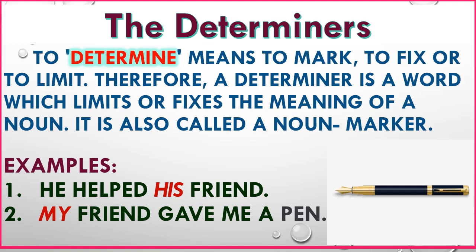Let me explain this definition in a few words, students. A determiner is a word placed in front of a noun to specify, quantify, or clarify what the noun refers to. One more thing, students, a determiner identifies whether the noun or noun phrase is general or specific.